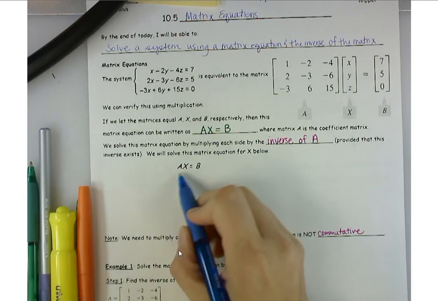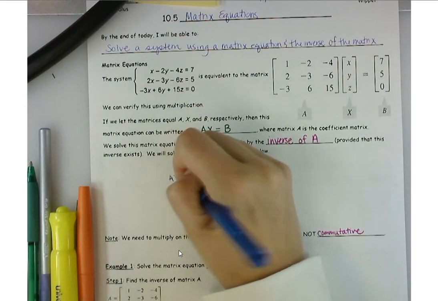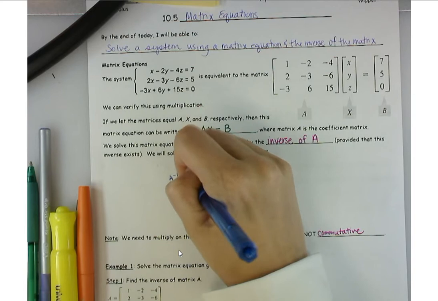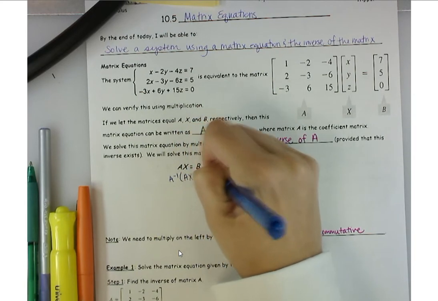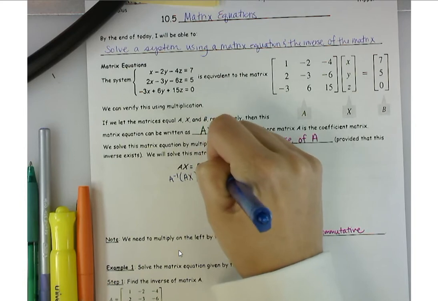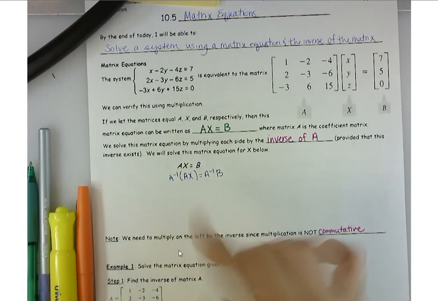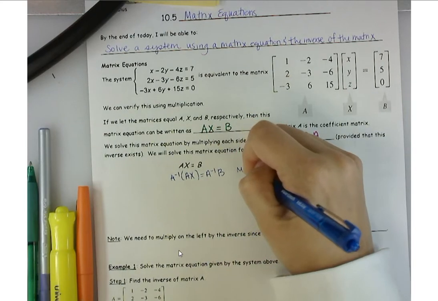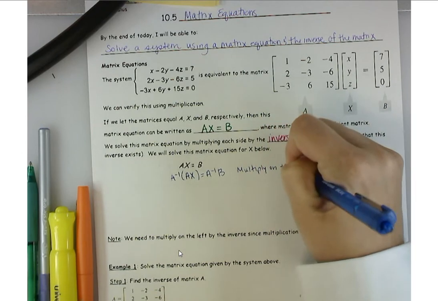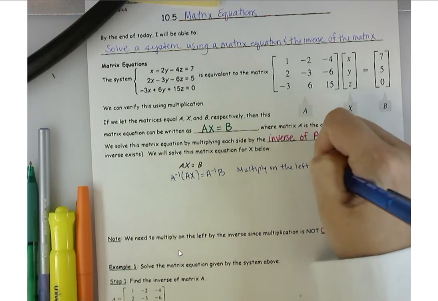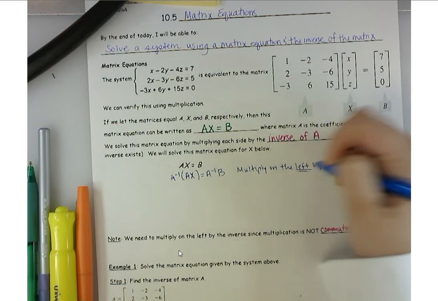Okay, so we start with AX equals B. If I multiply each side by the inverse, I have to make sure that I keep this on the left side. Okay, so we're going to multiply on the left by A inverse.